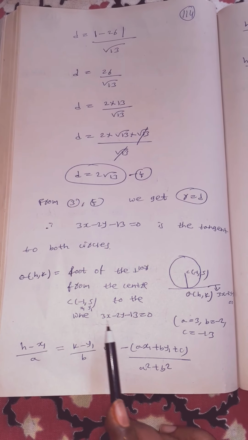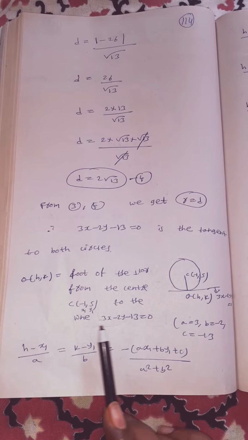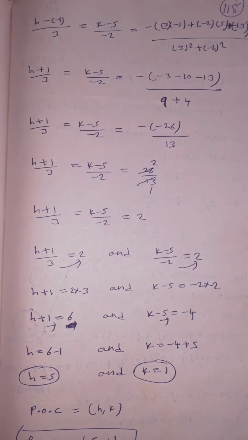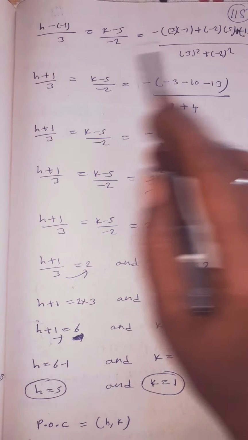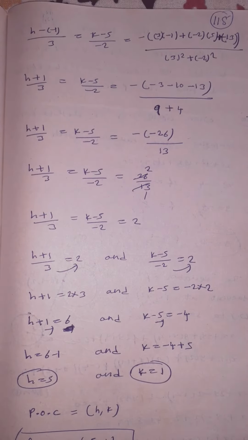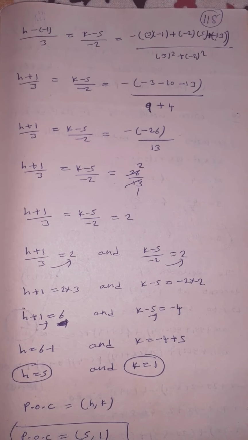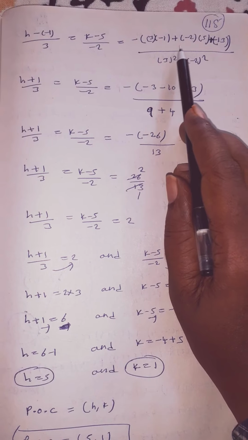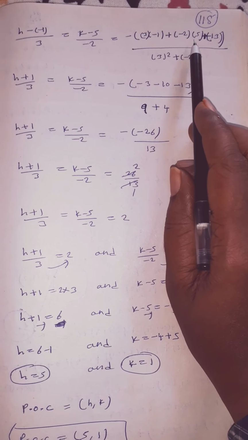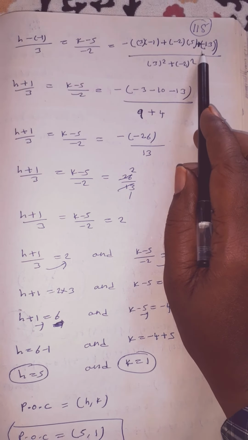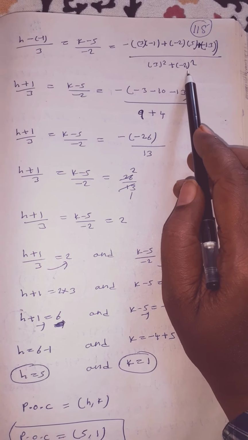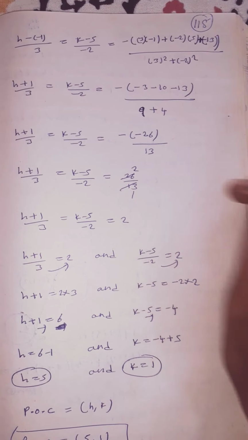So here a value is 3, b value is minus 2, c value is minus 13, x1 is minus 1, y1 is 5. So substitute all these values here, children. h minus x1 is minus 1 by a value is 3, k minus y1 is 5, b value is minus 5, minus a value is 3, x1 value is minus 1 plus b value is minus 2, y1 value is 5 plus c value is minus 13, by 3 square plus minus 2 square. Why? Because a square plus b square.